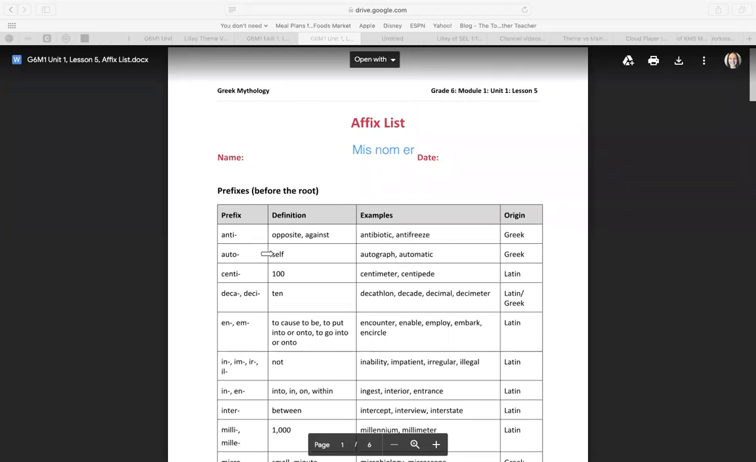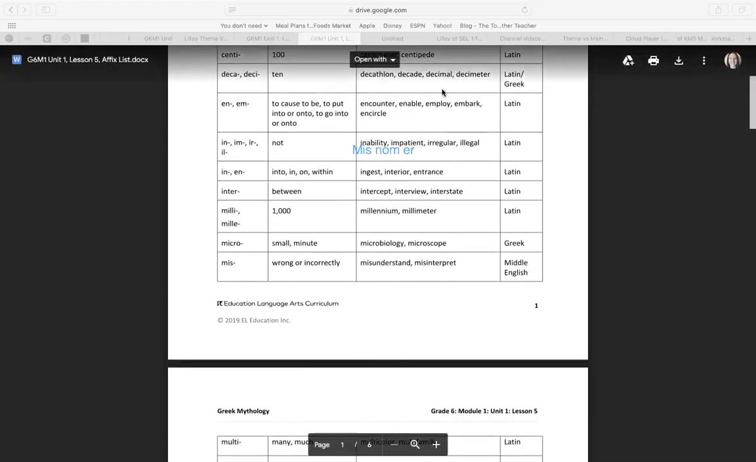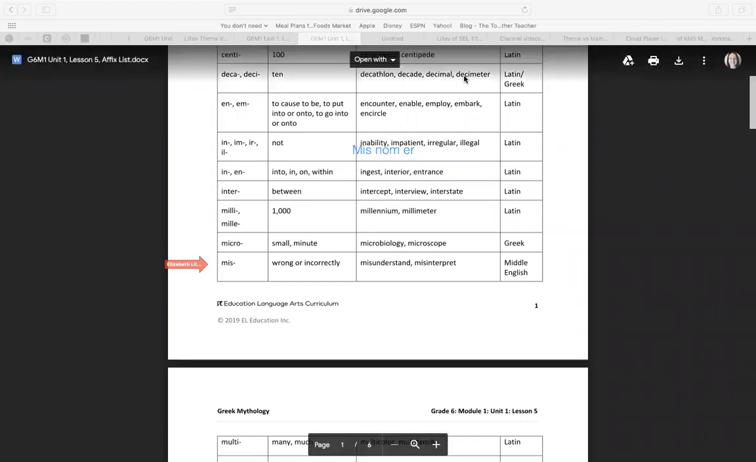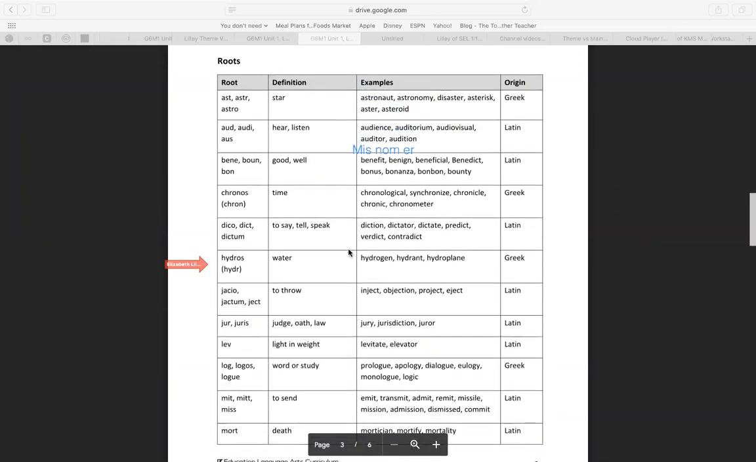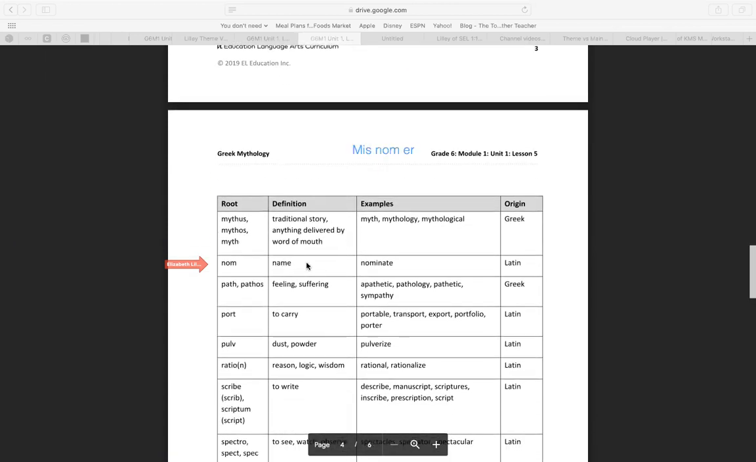I'm going to scroll down until I find mis in the prefixes, and I think I found it. So I'm going to put my little pointer here to see mis. It means wrong or incorrectly. So now we know what our prefix means. Now let's find our root. So I'm going to scroll down to roots, and I'm going to look for nom. And here it goes. So nom means name.